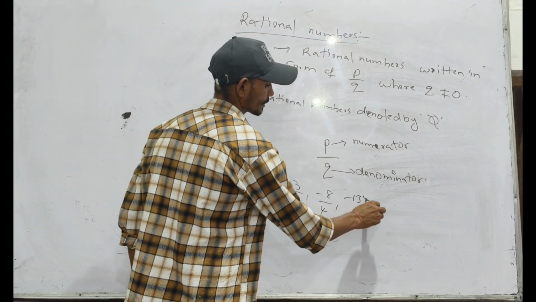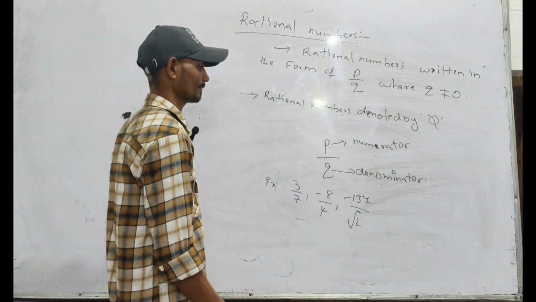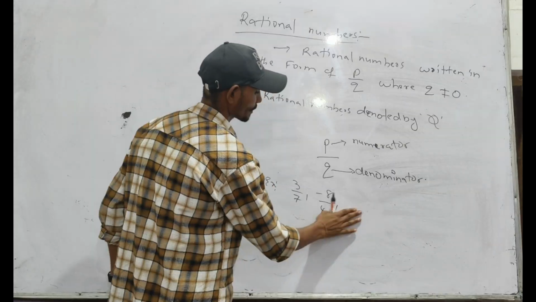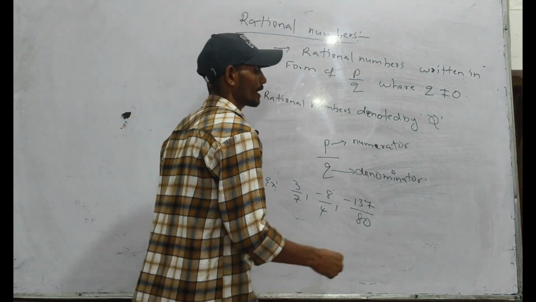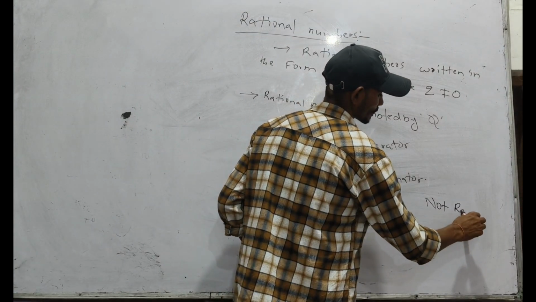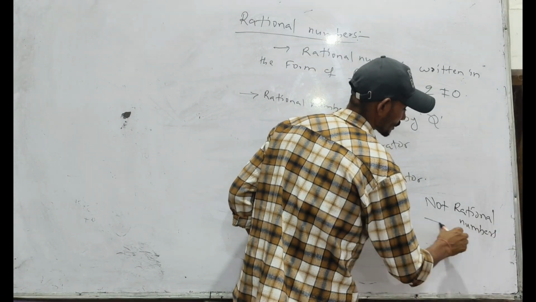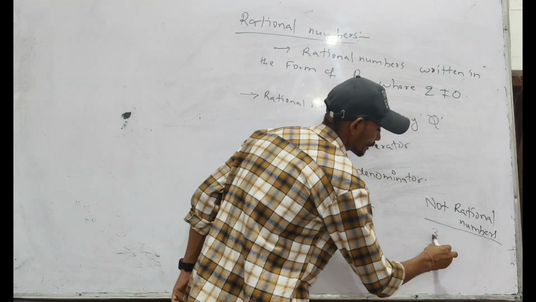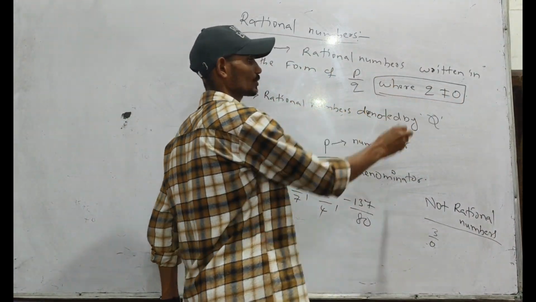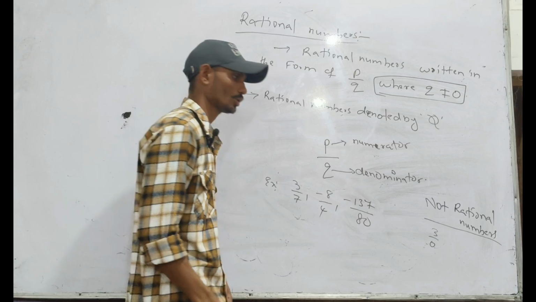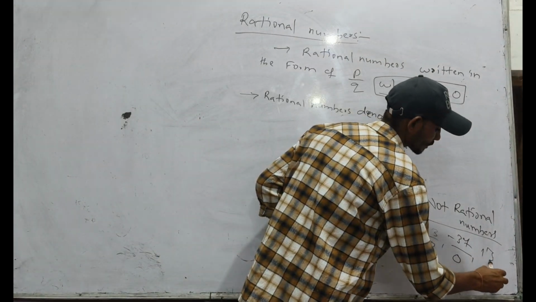Next, 137 by root 2 is also a rational number. Sorry, it is not a rational number. 37 by 80 is also a rational number. Now, examples of not rational numbers: 3 by 0. I already gave the condition where Q does not equal 0. If the denominator Q becomes 0, those kinds of numbers are not rational numbers.